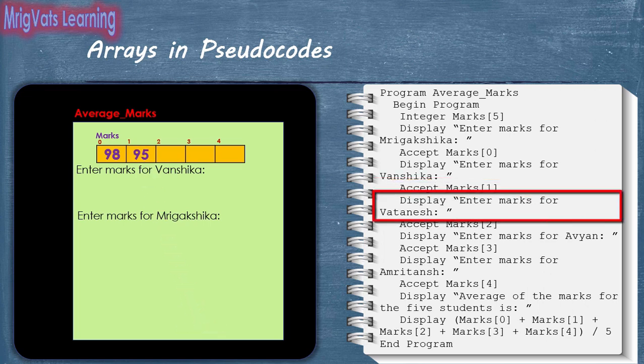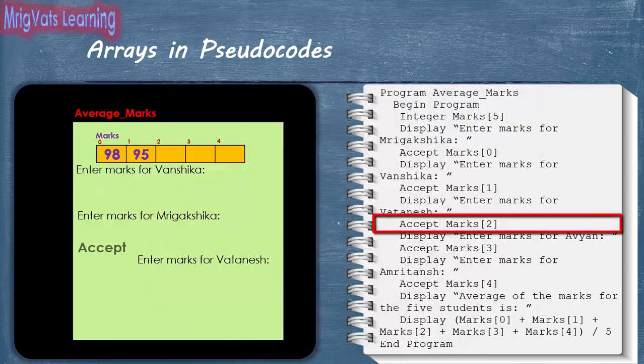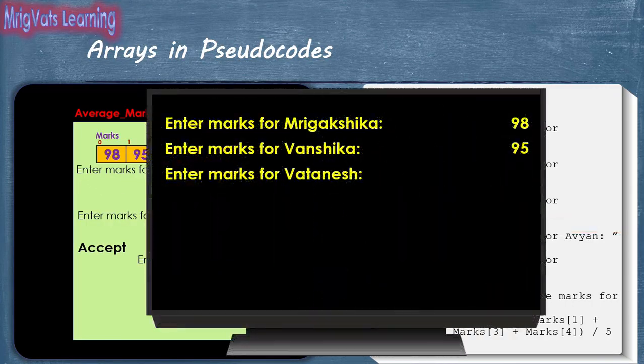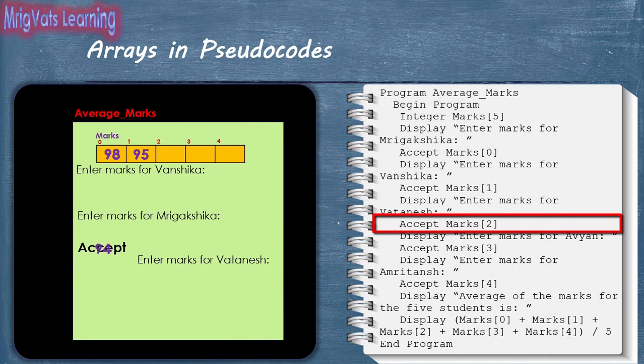When the next display statement is run, the program writes the enter marks for Vatnesh text in the memory allocated for the program. The display statement takes the text as an input and displays it on the virtual display board. When the accept statement is run, the program waits for the user to enter a value. As soon as the user enters a value such as 94, the accept statement takes it as an input and stores the value in the marks[2] element.